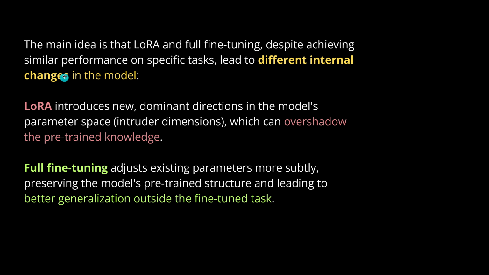So, despite achieving a similar performance in the evaluation of specific tasks, we do have different internal changes now to our LLM. Because, as shown by MIT, LoRA introduces new dominant directions in the model parameter space, which can overshadow here the pre-trained knowledge. Of course, remember this huge vector we had here? Yes, it overshadows all the little vectors here that we had down there in the pre-trained knowledge.